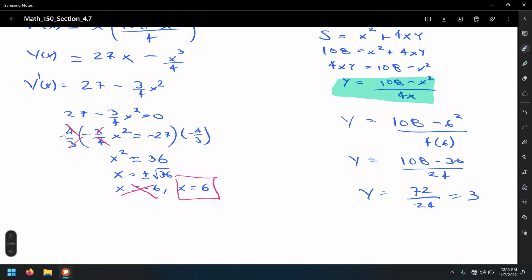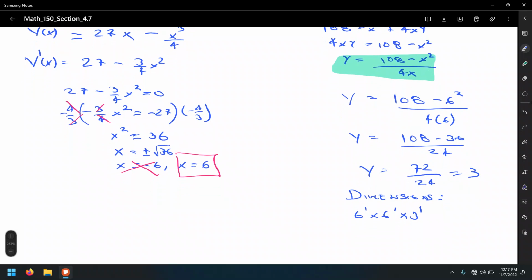All right, so the dimensions are 6 by 6 by 3, and that's 36 times 3. 36 times 3 is 108. So those are the dimensions, and the volume is 108 cubic inches.